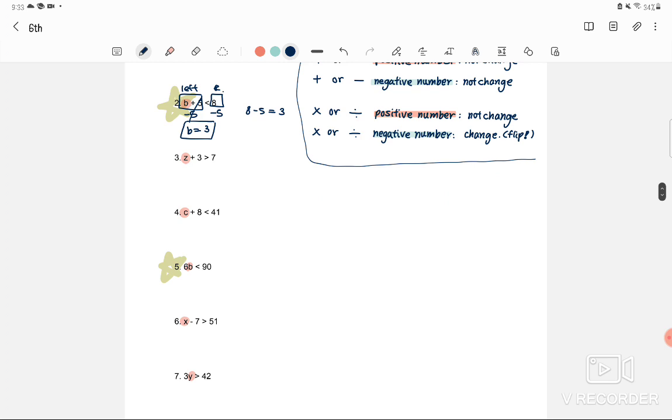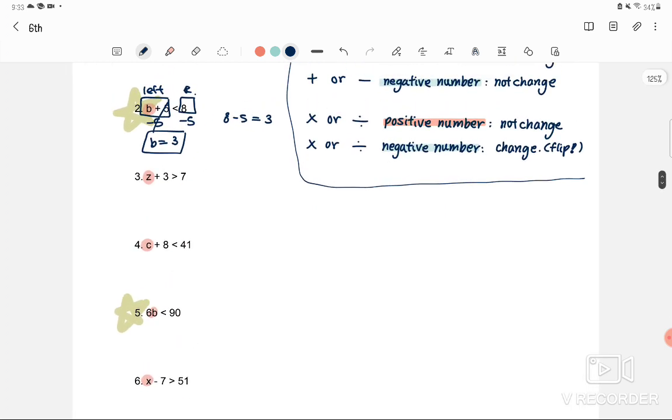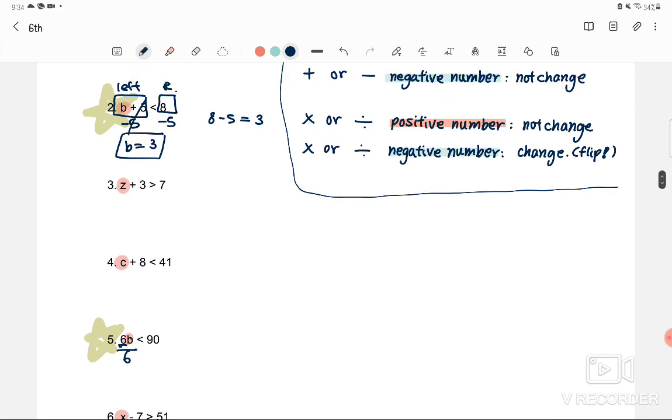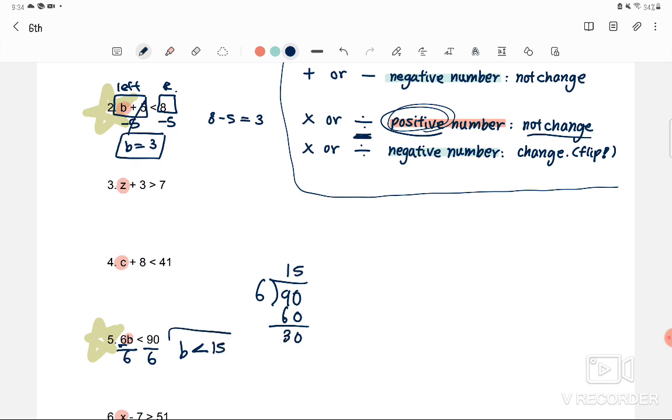And let's do number 5, the multiplication. Since the 6 is a positive number, you have to get the b by itself. So you have to divide by 6. It's dividing by a positive number, so the inequality sign does not change direction. So b is less than 15.